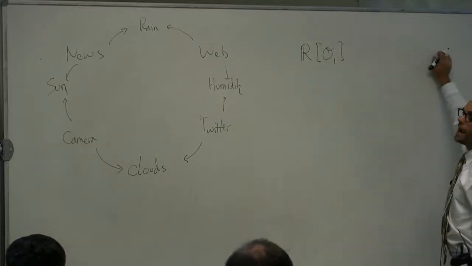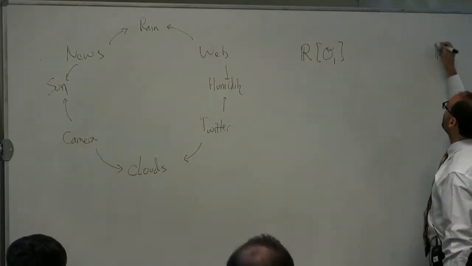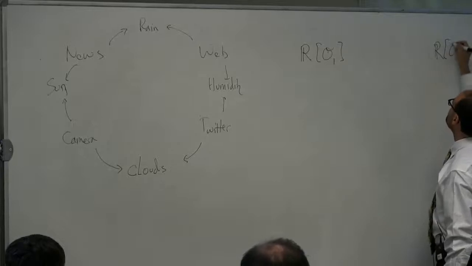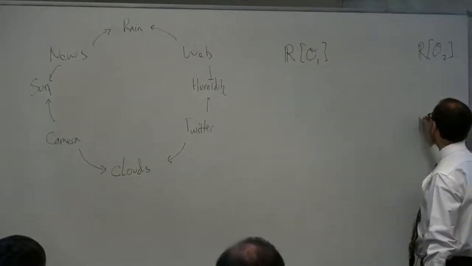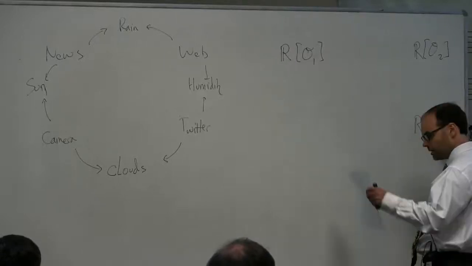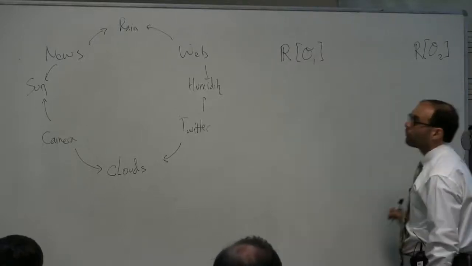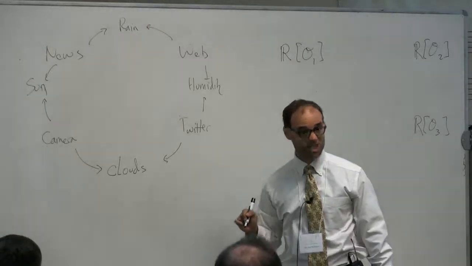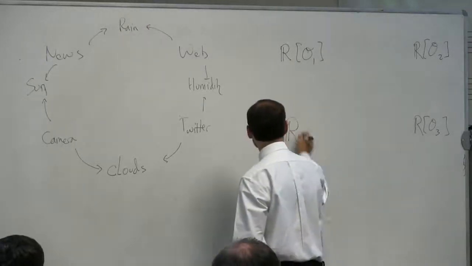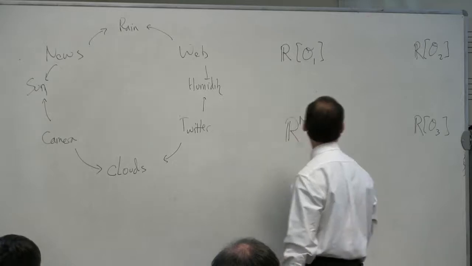Over here, what do I have? I've got the web. Again, I don't exactly know what it is, but it's got some ontology associated with it. Again, the Twitter has some other ontology associated with it. I'm calling this one O3. And what does the camera give me? Not an ontology. It gives me a picture. Say an n by m picture.